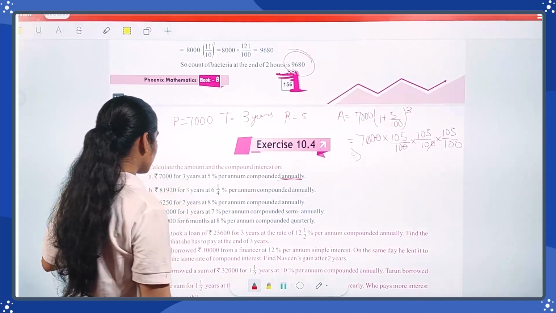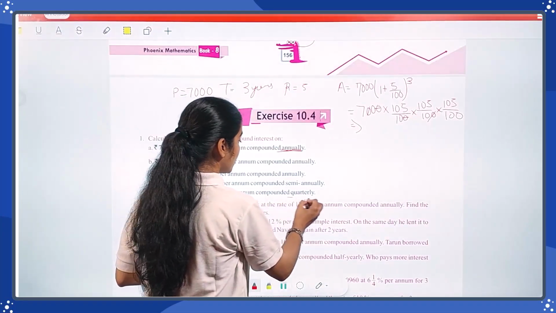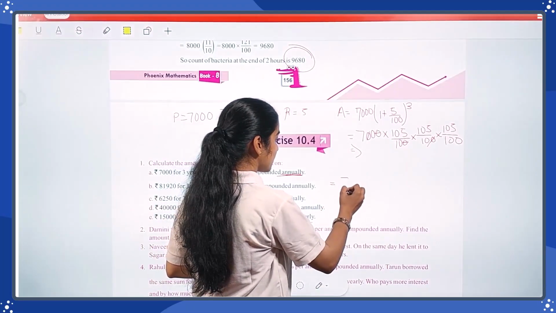Next we have 15,000 for 6 months at 8% per annum compounded quarterly. Quarterly means 1/4. So now you have to change your formula.